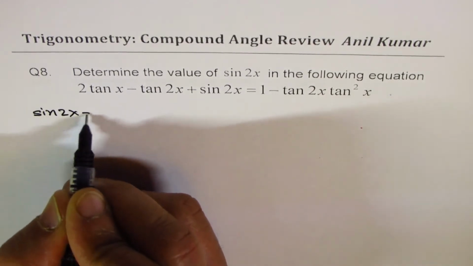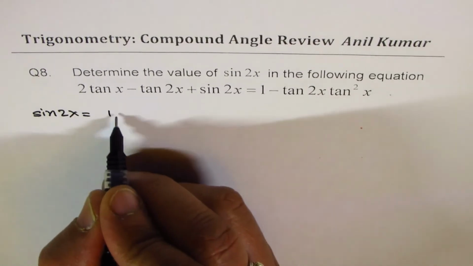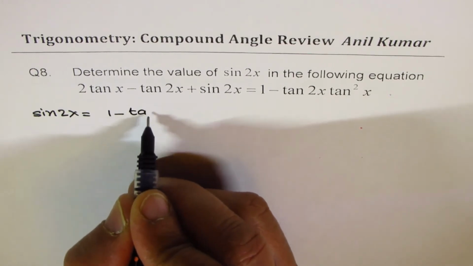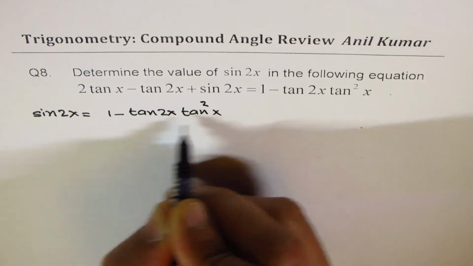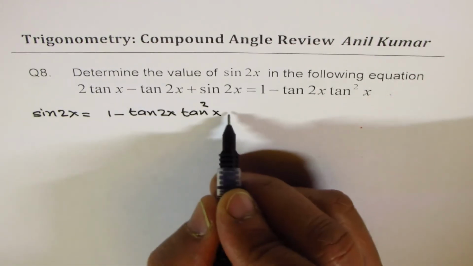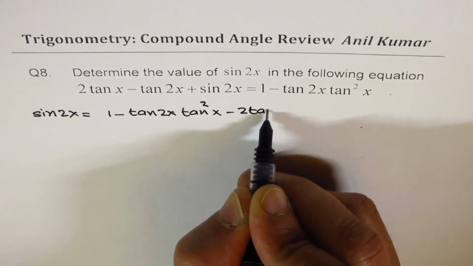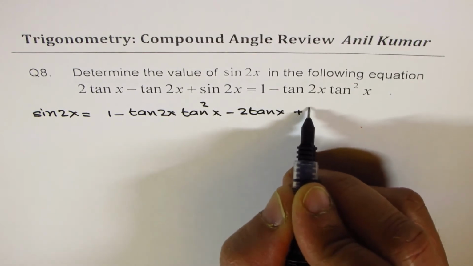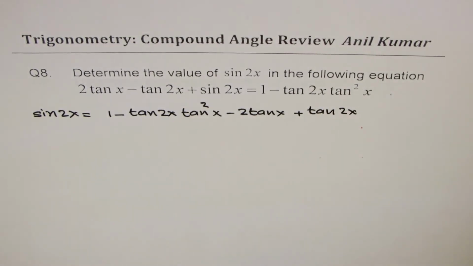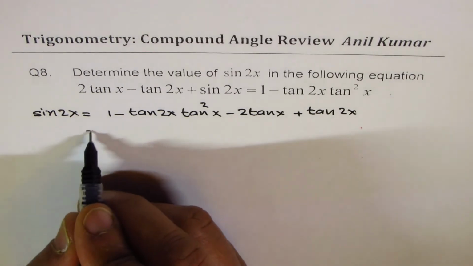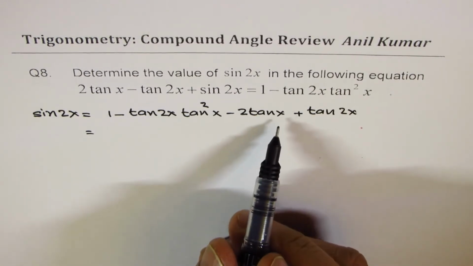Sine 2x can now be written as 1 minus tan 2x tan square x, taking all these terms to the right side now, minus 2 tan x plus tan 2x, right? So we have taken all the terms. Now rearrange.